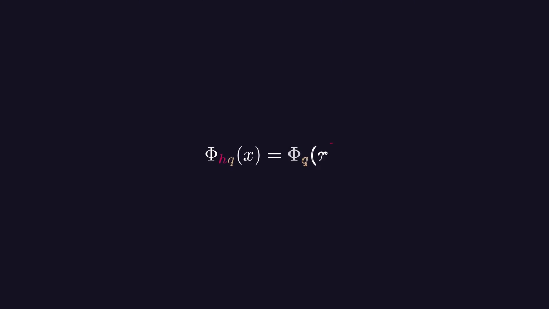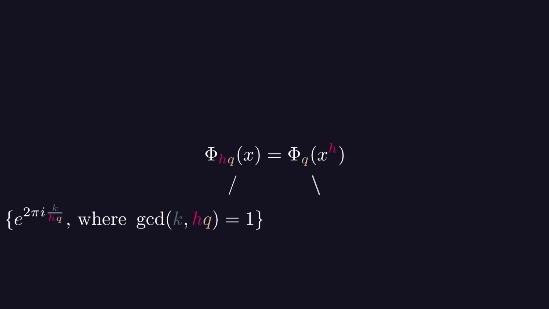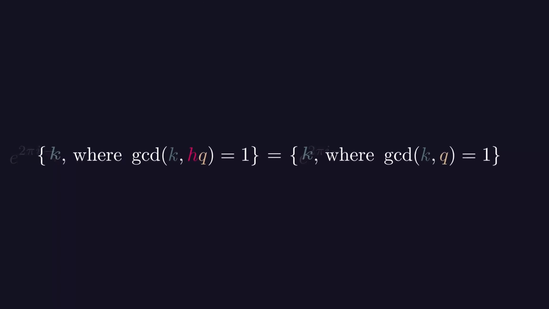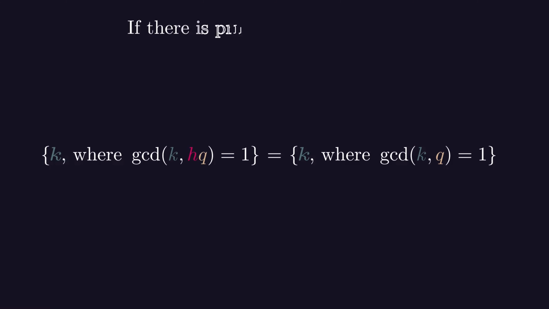If these two polynomials are equal, then they must have the same roots. We know what the roots of phi sub hq of x are from earlier, and we can derive the roots of phi sub q of x to the h pretty quickly. Since e to the 2 pi i k over hq depends entirely on k, we can just focus on the k's. We'll finish things off here with a proof by contradiction.